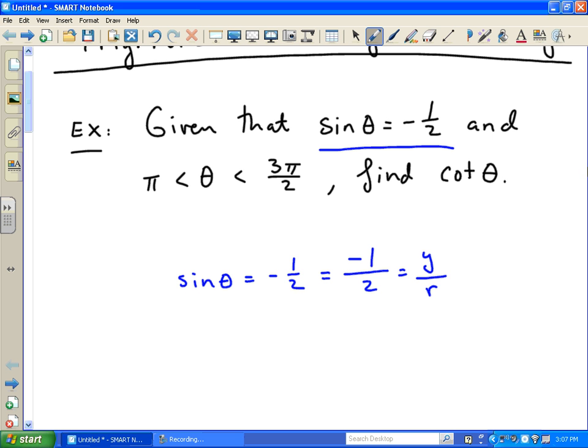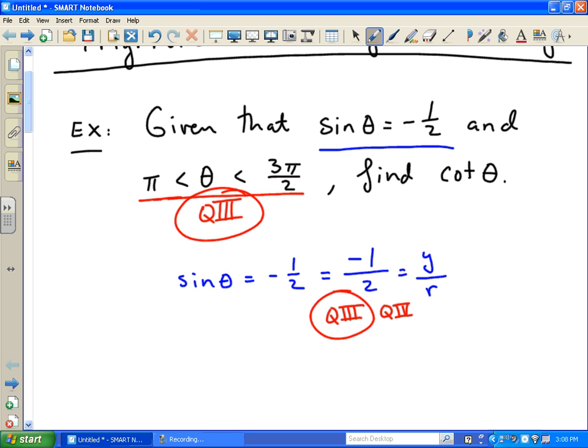The only quadrants that y is negative in are quadrants 3 and 4. So this is possible in quadrant 3 and quadrant 4. Now, in this particular case, they were actually nice enough to tell us which quadrant we are located in. This problem says that theta has got to be in between pi and 3 pi over 2. That actually means that we are in quadrant 3, and so that would be the quadrant that you want to look in. You don't need to worry about the quadrant 4 case.